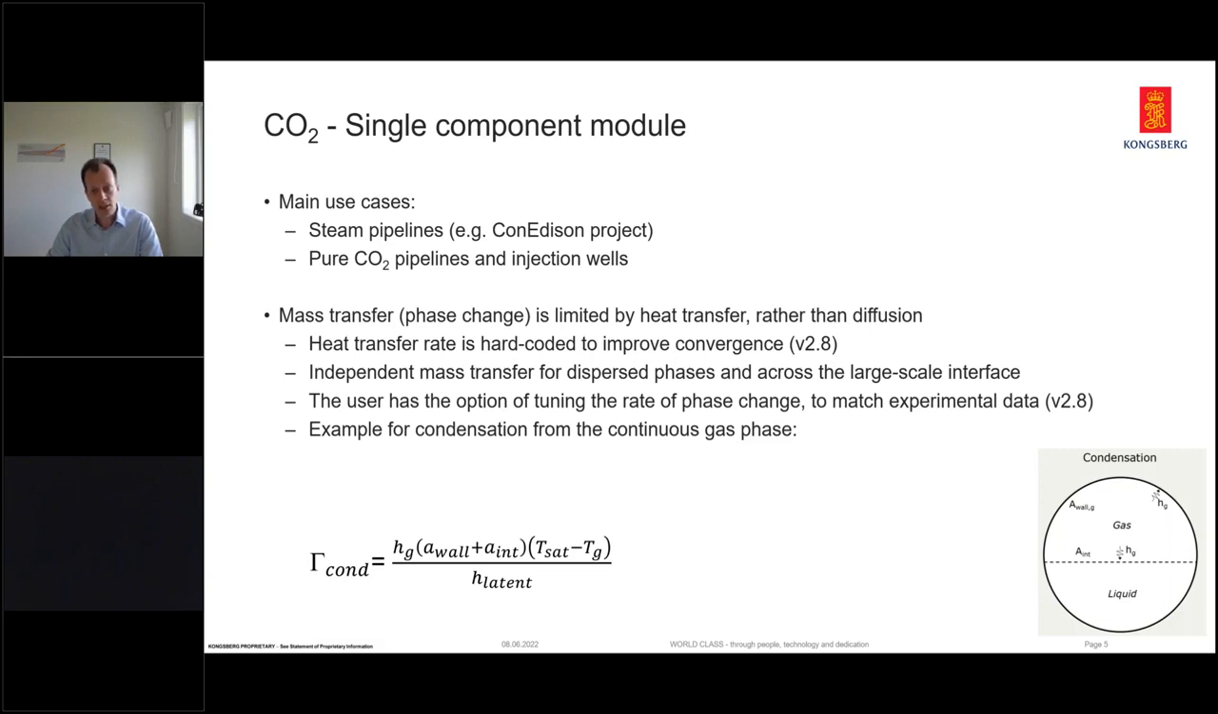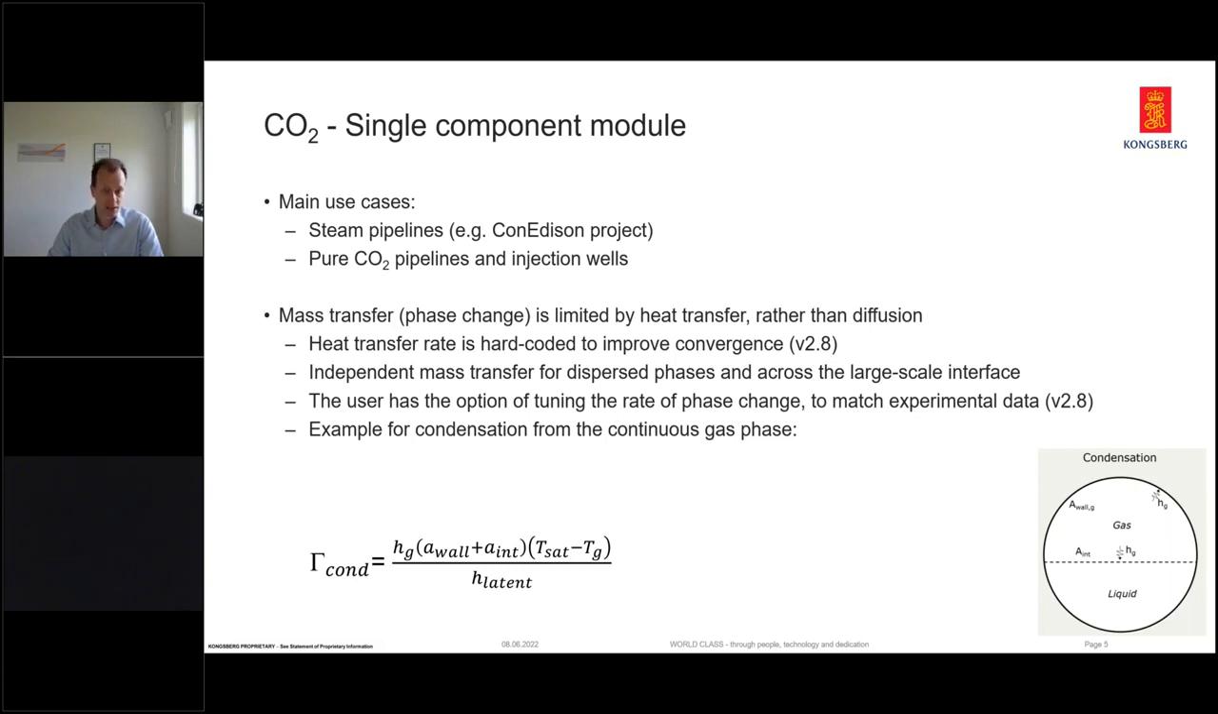So all of this technology is shared. The special feature of this single component module is the mass transfer term, which is different from what we use for PVT tables and other composition tracking applications. The mass transfer is a true phase change, of course, for a single component system. It will be limited by heat transfer rather than diffusion, which is logical because if you have 100% CO2, diffusion does not play a role anymore. So then heat transfer takes over as the limitation.